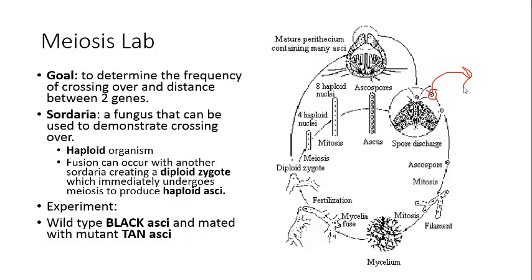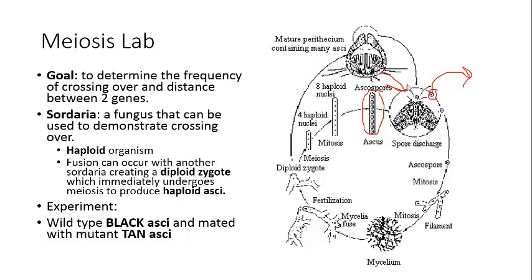The spores that the Sordaria produces are contained in the structure that you see right here called an ascus. So here you see the ascus, and here you see all the spores inside of it. The problem with the Sordaria reproducing asexually is that asexual reproduction does not produce any genetic variation.